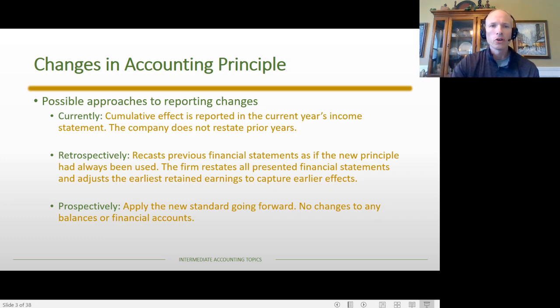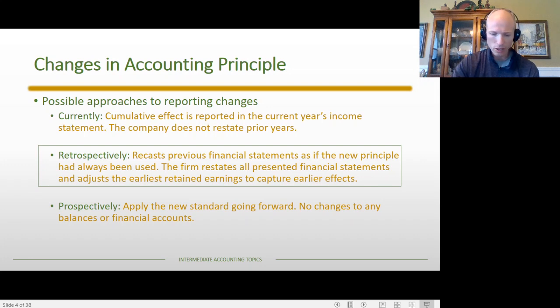And so under US GAAP and under IFRS right now, we do make these changes retrospectively, which I do think provides the best and most complete information. Anyway, as we do this, we're going to be thinking about this retrospective change as we do an example.